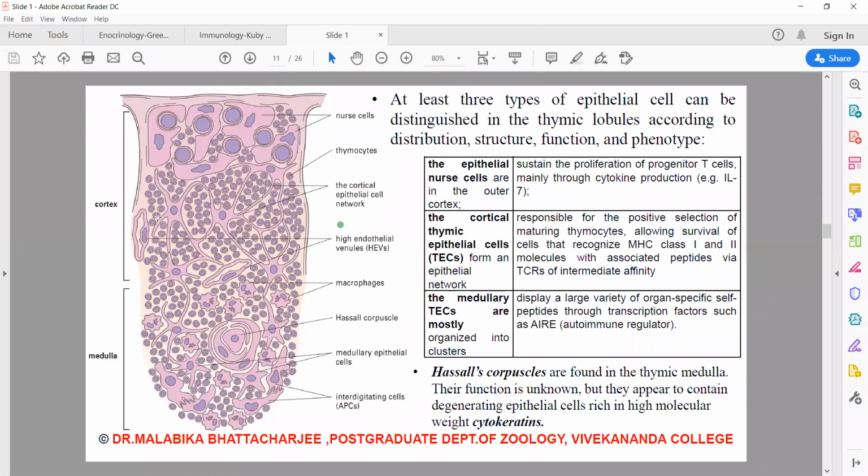In the cortical region, in the subcapsular zone, that is this region, we are seeing some definite cells known as nurse cells. These nurse cells are capable of secreting interleukin-7. So now you can relate the secretion of interleukin-7 to the slide which I had shown earlier, that is the commitment of the lymphoid progeny.